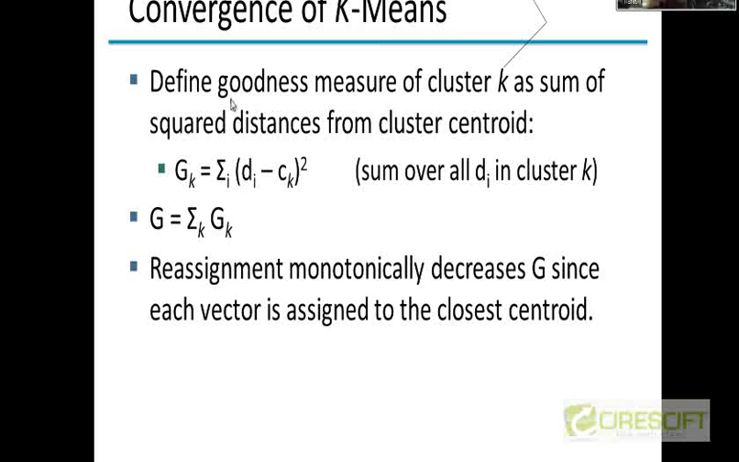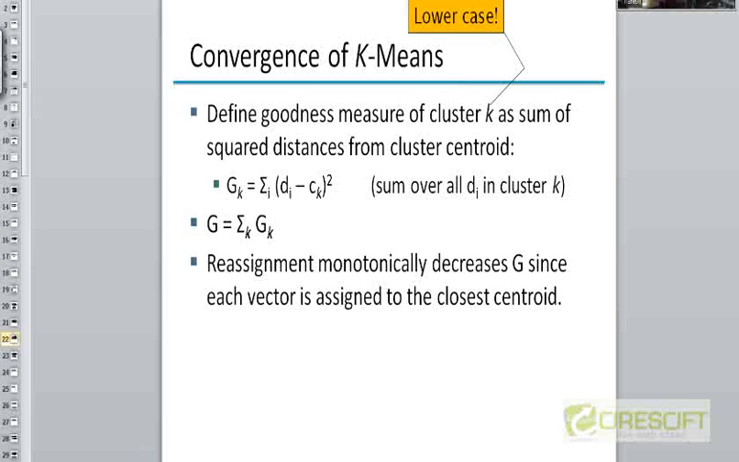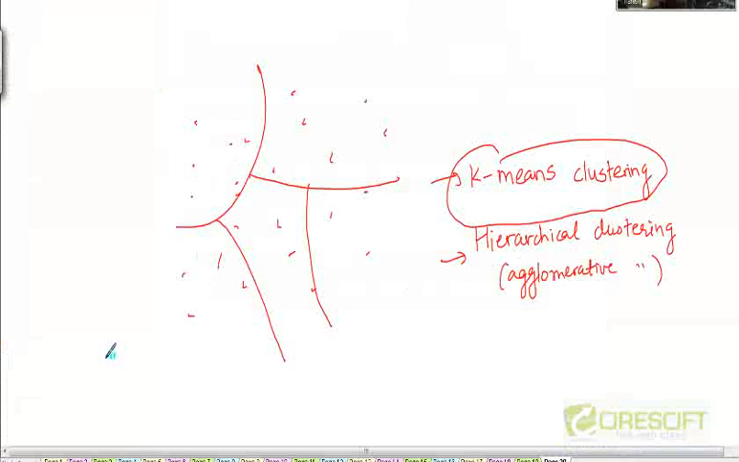So let's define the goodness measure of a cluster as the sum of the squares of the distances of all documents in that cluster from the cluster centroid. Okay, so what we are doing here is, if we have a particular cluster of documents, let's say this is one cluster, and we have a centroid.